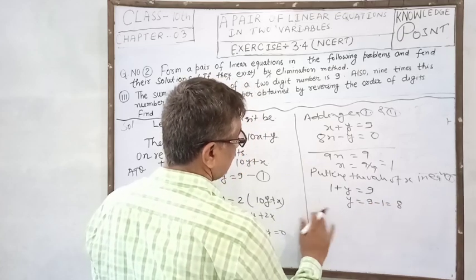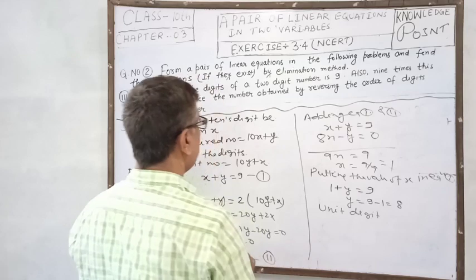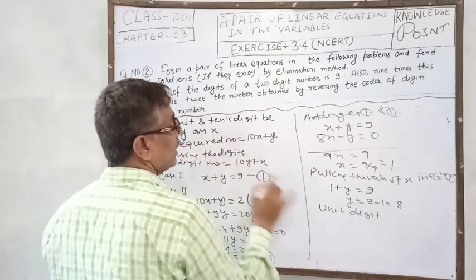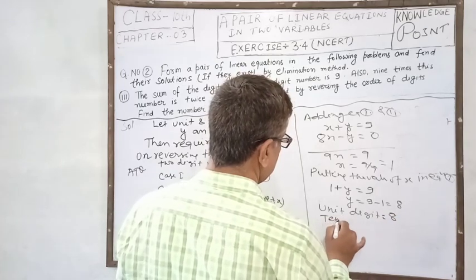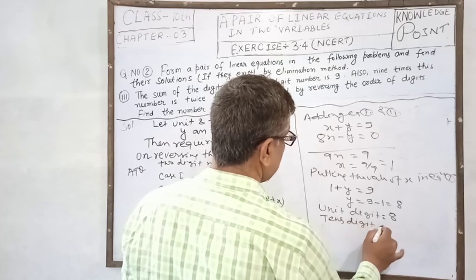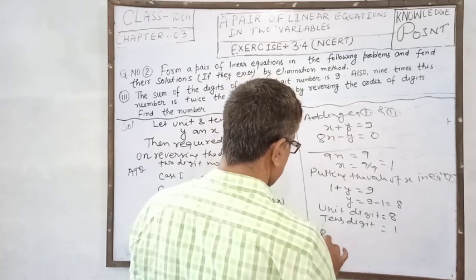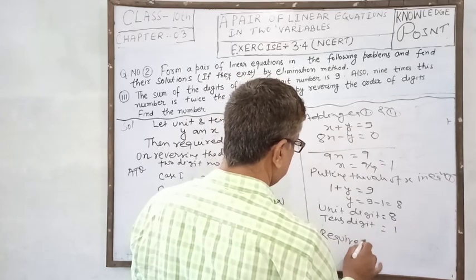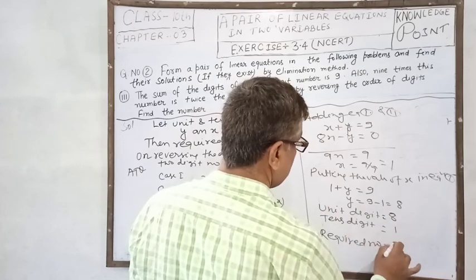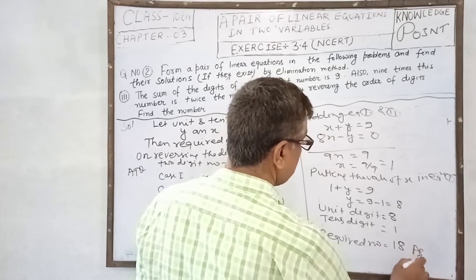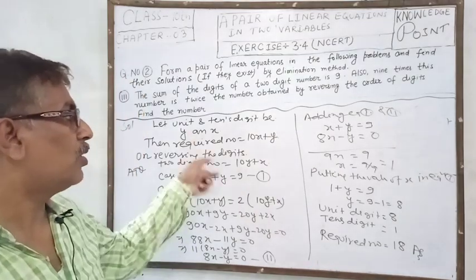So the ones digit, that means the unit digit, is y, that means 8. And the tens digit is x, that means 1. So the required number, with tens digit 1 and unit digit 8, is the number 18, and the solution is completed.